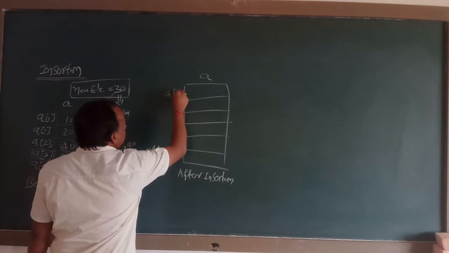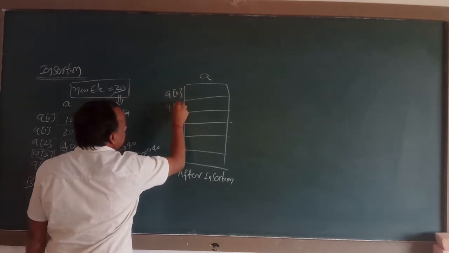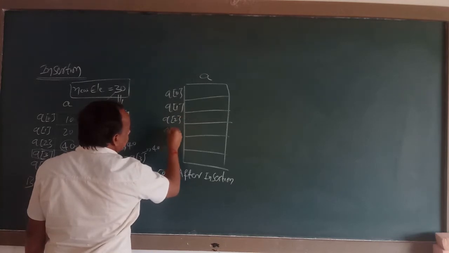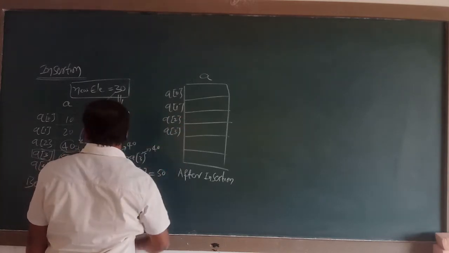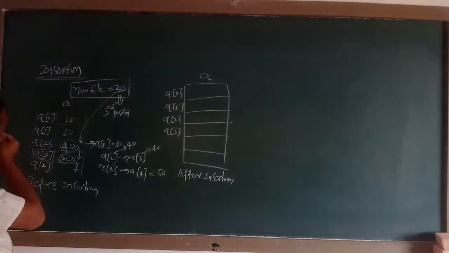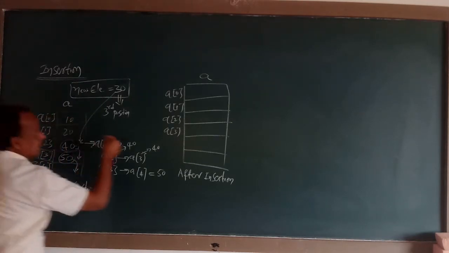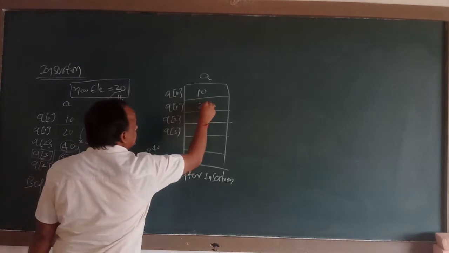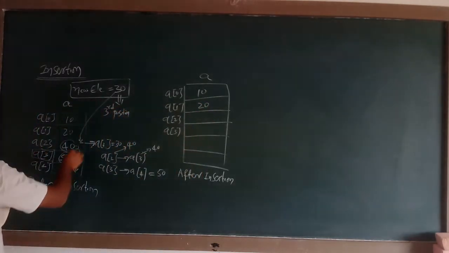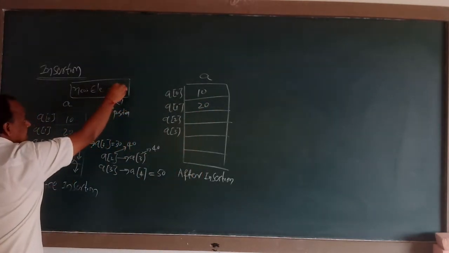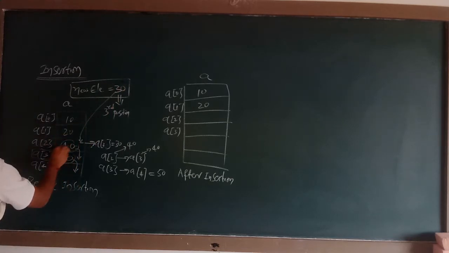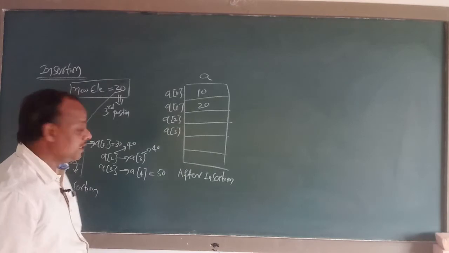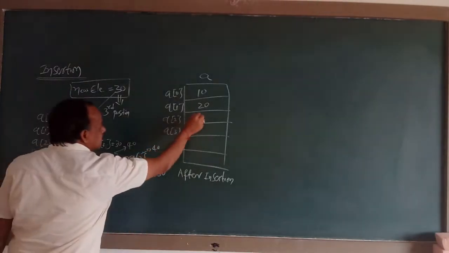A of 0, A of 1, A of 2, A of 3, right? See here, A of 0 10 as it is, A of 1 20 as it is. See here, we have to place this 30 in the third position, that is 1 2 3, means we have to place 30 in A of 2, right? In A of 2 we have to place 30.